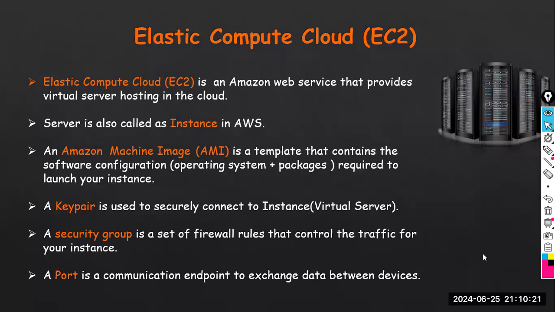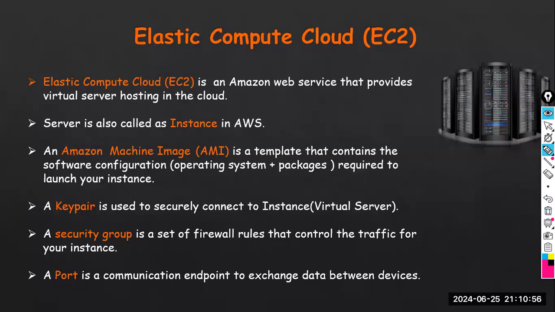Next, port. What is a port? A port is a communication endpoint to exchange data between devices. We have plenty of ports. To put it simply, if I want to go into a room, the door has to be open. If the door is open, then only I can go inside this room. If the door is closed, I cannot go. Just like a door for a room, a port is also a kind of door.